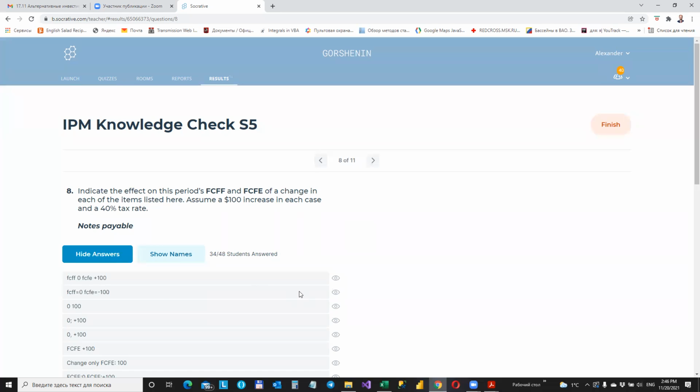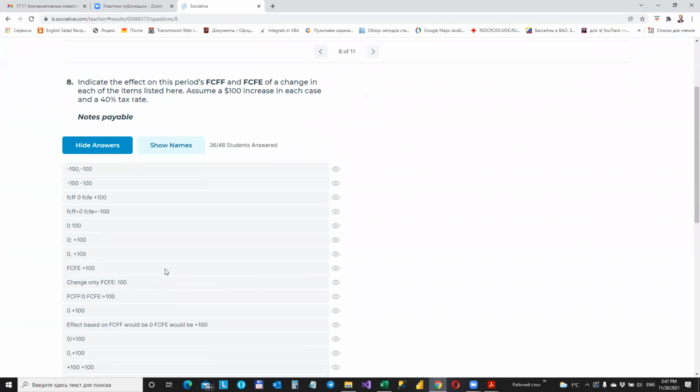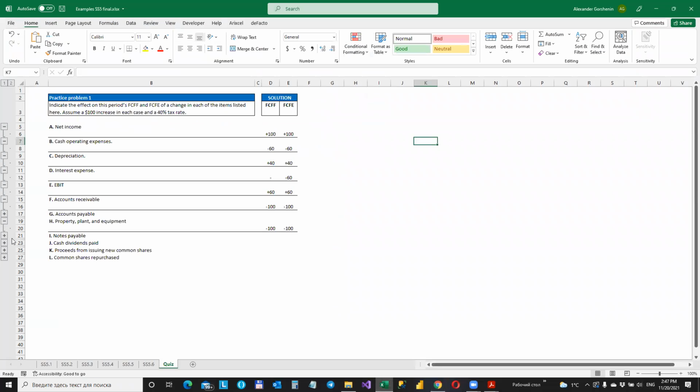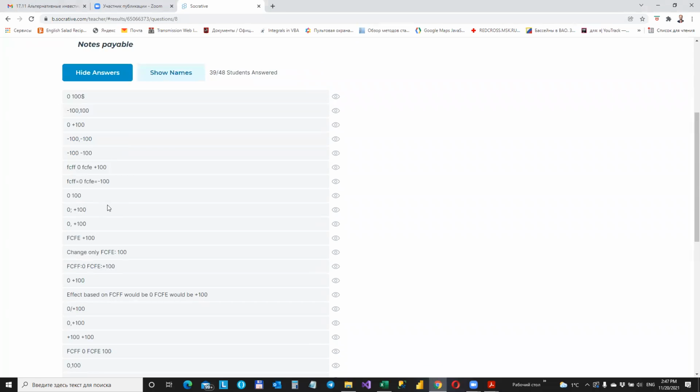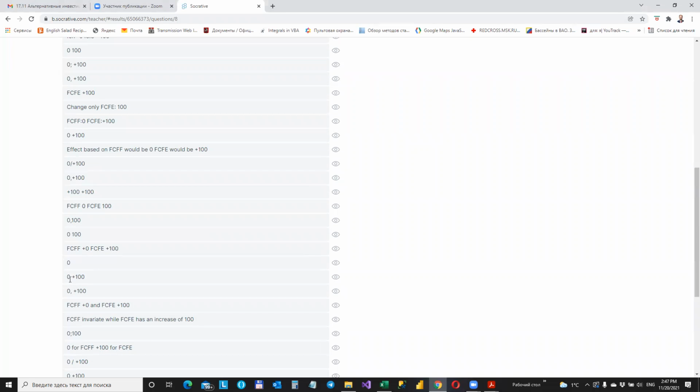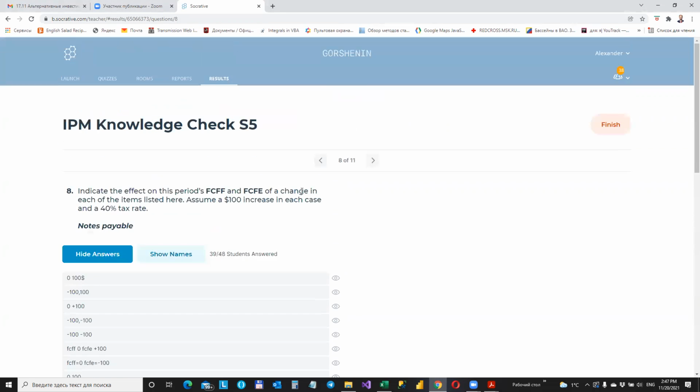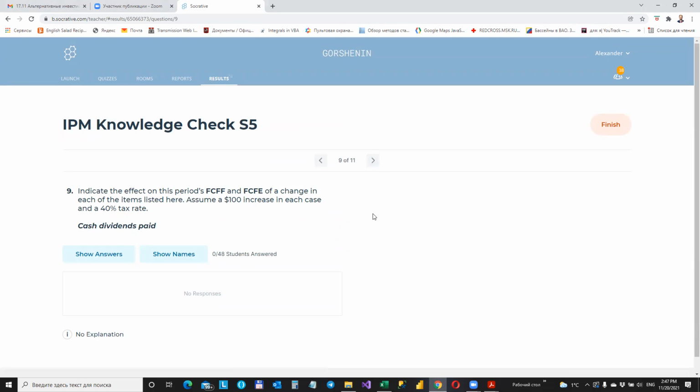Okay. Interesting. Yes, you see, it does not affect the stream that goes to the company or firm, but it affects only the stream that goes to the shareholders, to the equity. Please consider that, and the answer 0 and plus 100 is correct. Another question: cash dividends paid.